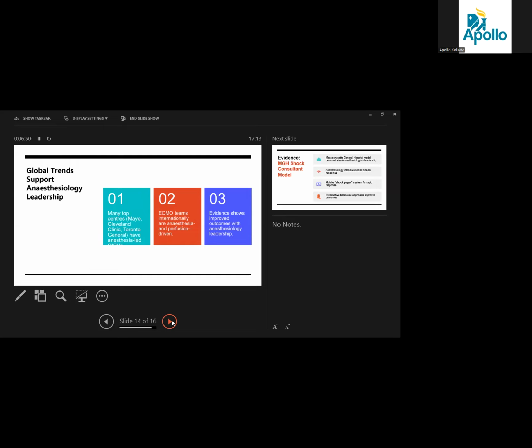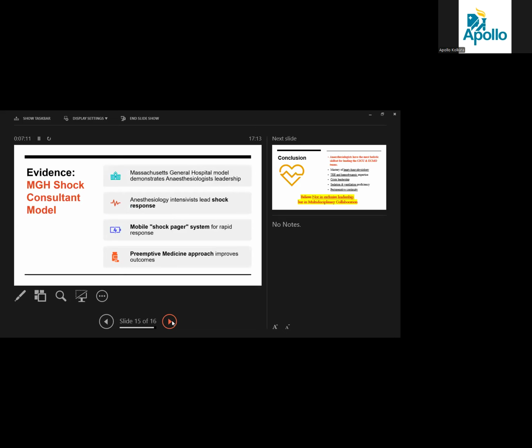And the global trend is also supporting this anesthesiology leadership. Many top centers like Mayo, Cleveland Clinic, Toronto General have anesthesia-led CICUs. ECMO teams internationally are anesthesia and perfusion driven. Evidence shows improved outcomes with anesthesiology leaders. Here I did not add much, but the Massachusetts General Hospital model I want to talk about. This demonstrates anesthesiologist leadership, where an anesthesiology intensivist led shock response team is there. A mobile shock page system for rapid responses is there. This multidisciplinary approach improves the overall outcome.